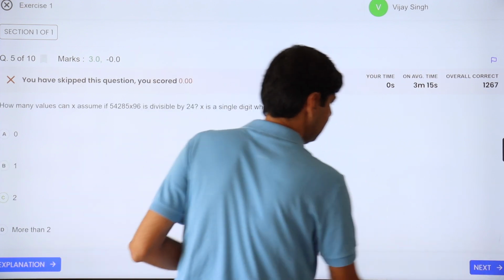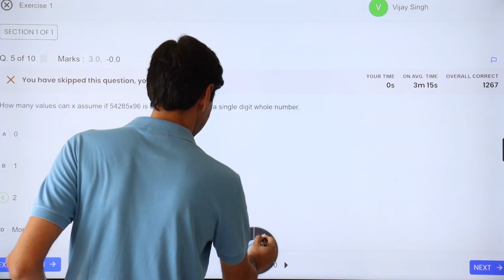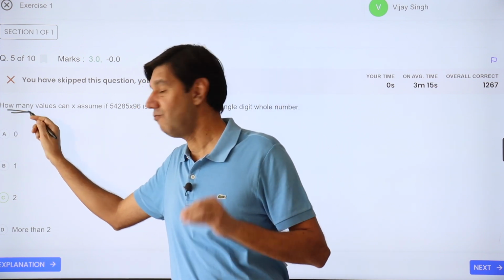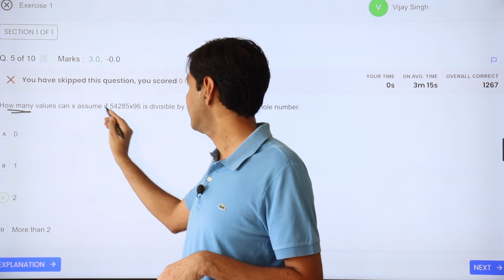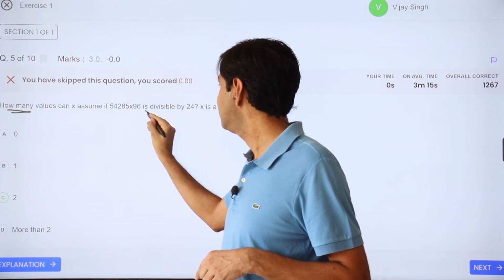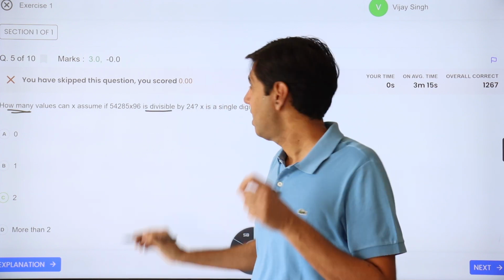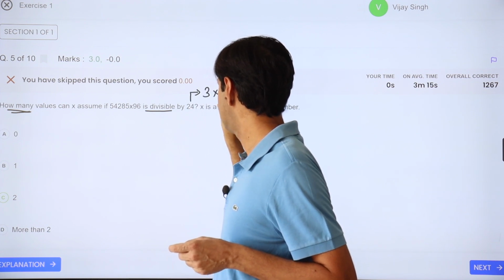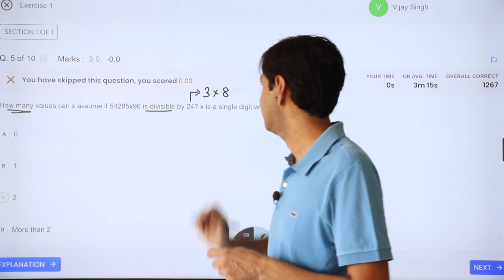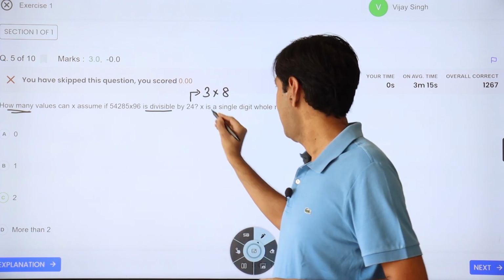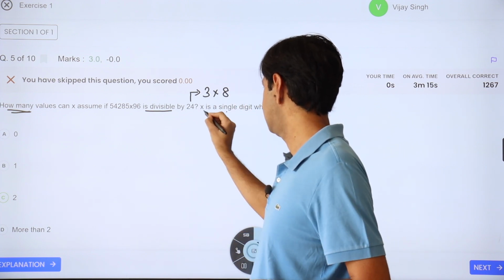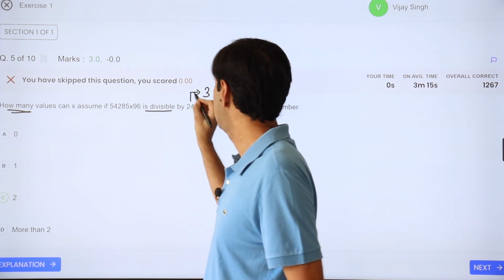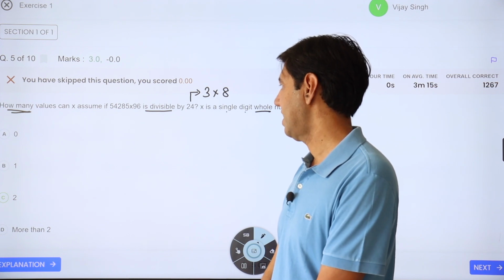So fourth done, 6 more to go. Fifth question. So how many values, yeah, it's not what value, it's how many can x assume if this number is divisible by 24. We have checked earlier also, for 24 you divide it as 3 into 8. So this number is divisible by 3 as well as 8. X is a single digit, a whole number, 0 is allowed. So now you check by 3 and by 8.